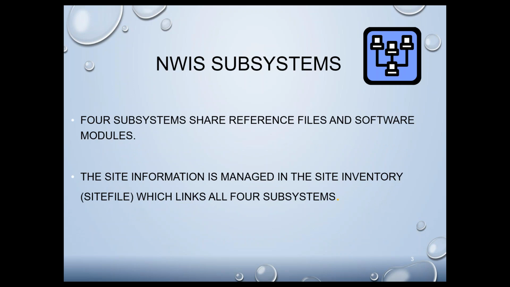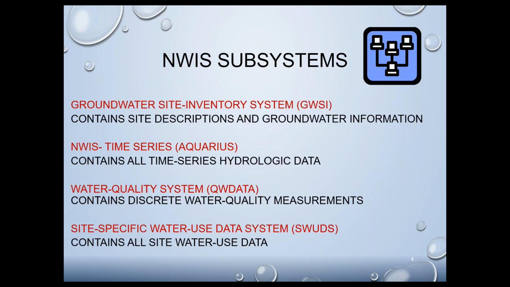But our NWIS system is divided into subsystems. We have 4 subsystems that share common reference files or reference lists, and also share a site file. All of our data are based on site location that sits in this database. And it's managed in the site inventory or the site file, which links all 4 of those subsystems. And I'll show you what that looks like.